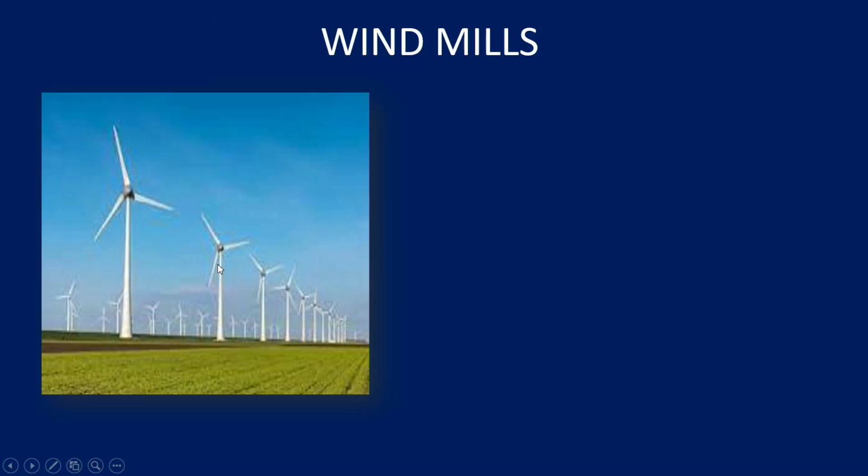Now children, observe this picture. What are these? These are windmills, and whenever the windmill rotates, here also some dynamos will be attached to them and they will be used to store the energy and produce the energy, and electricity will be generated through it.